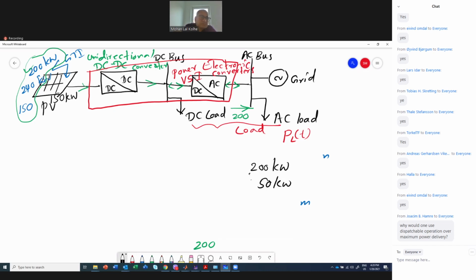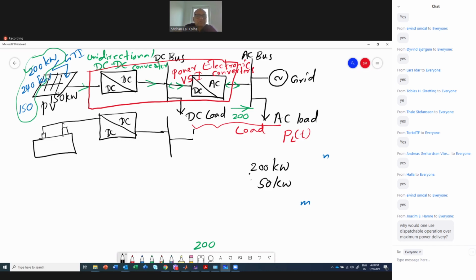Usually, we use a battery system. So for the battery also, the situation is the same. You have the DC to DC converter, and it is connected to the DC bus. And here, the DC to AC converter will be connected to the AC bus.